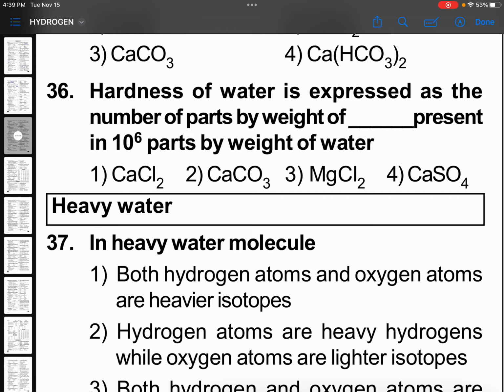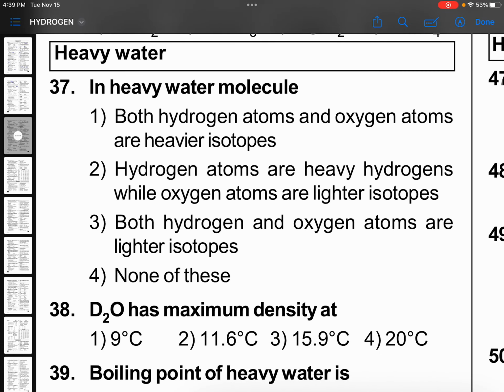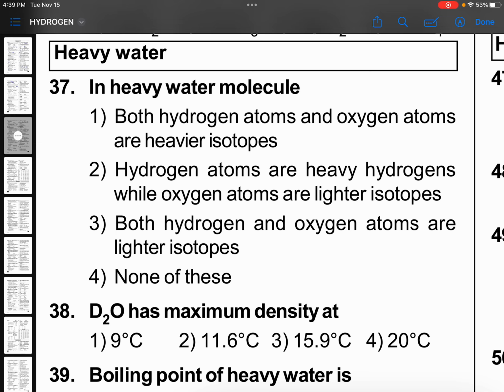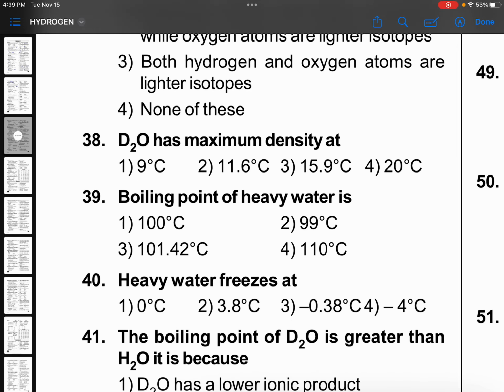So heavy water. Coming to heavy water, it is very limited now. Okay, now we'll see what type of questions are present here. In heavy water molecule, that is the 7th question we are discussing, hydrogen atoms are heavy hydrogens while oxygen atoms are lighter isotopes, like D2O, only H is replaced by D. So heavy water is H2O, in place of H2O we have D2O. Oxygen is normal but hydrogen is replaced by deuterium.